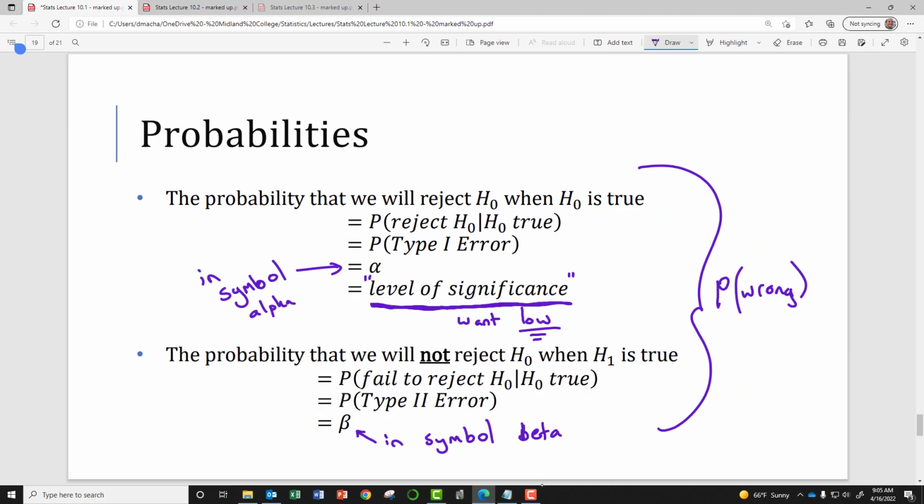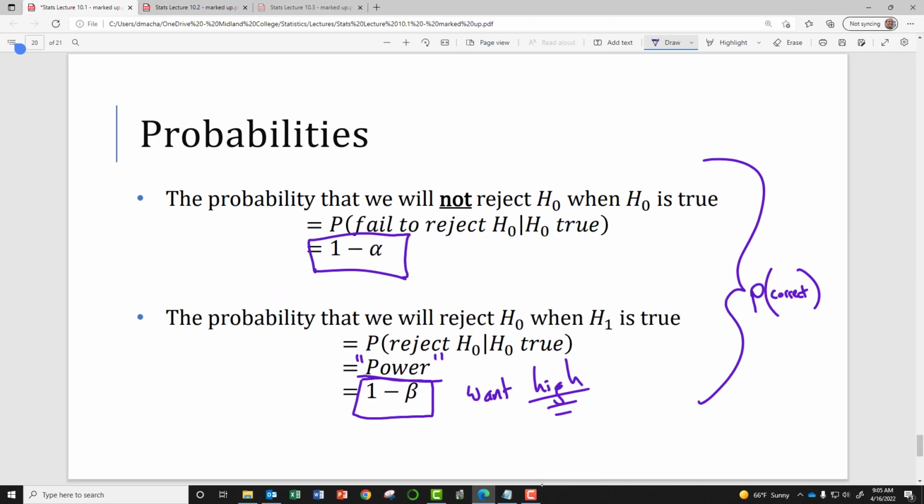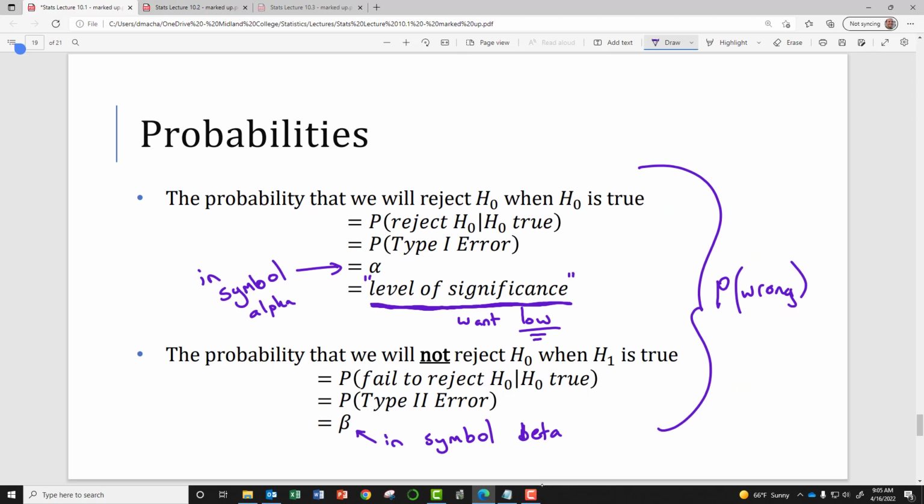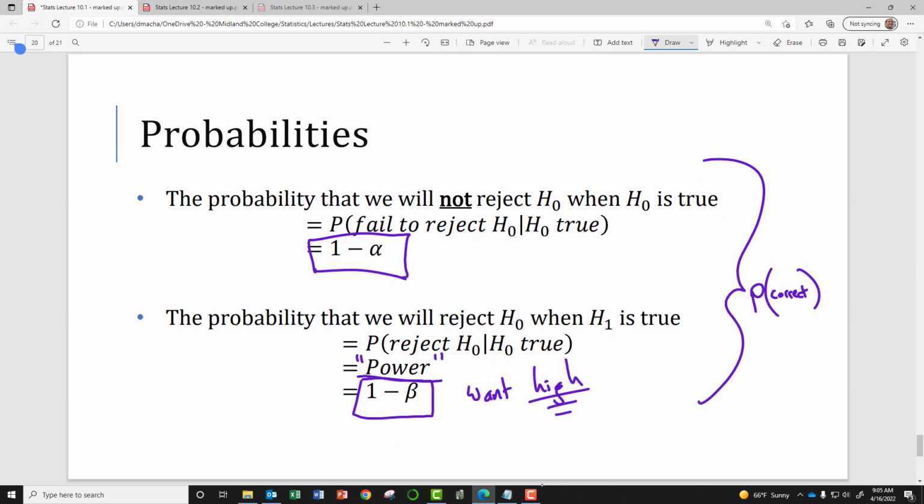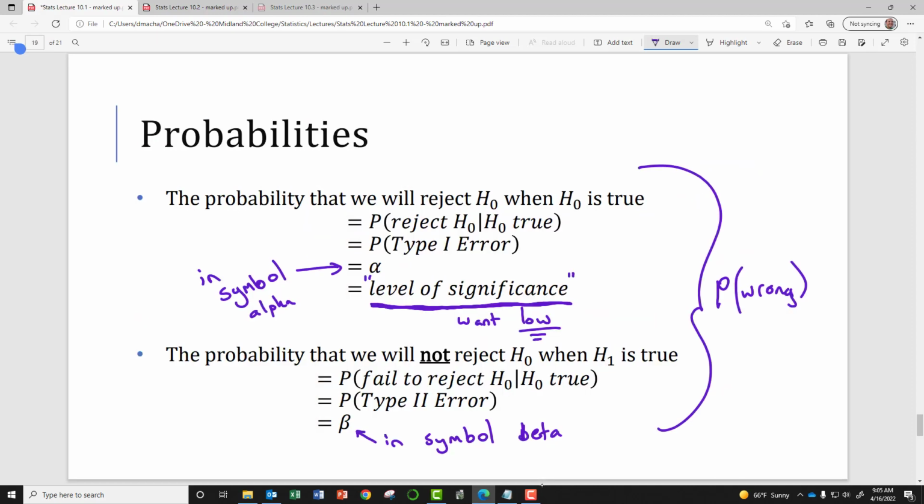And whenever the level of significance is very low, that then means that 1 minus alpha is very high. And so there's a high probability that we won't reject the null when the null is true. That's a good thing. And likewise, when the power is very high, that means beta has to be very low. So the probability of making a type 2 error would be low when the power is high. So remember, vocabulary-wise, we want the power of the test to be high. We want the level of significance to be low.